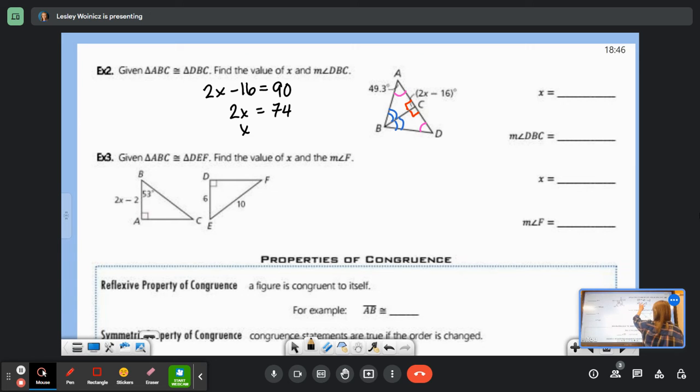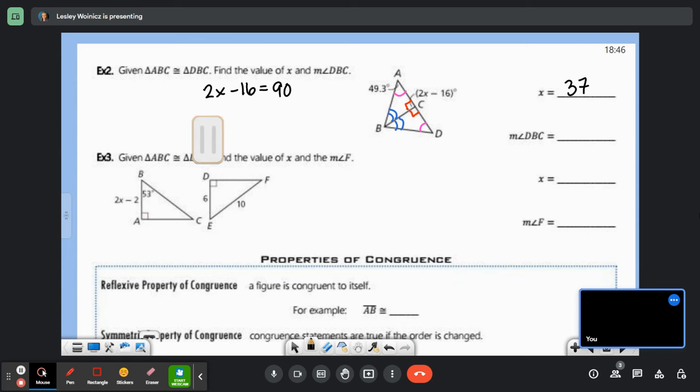Guys, I don't feel good. I'm not going to try this one in my head. You're lucky you got 74 out of me. Okay, we got 37 for x. Let's just test that. Oh, no, that's not right. Gosh darn it. I subtracted 16. I should have added 16.